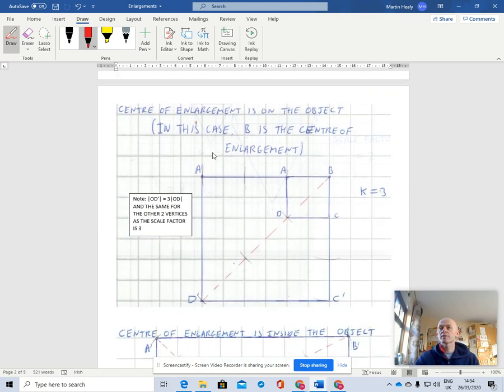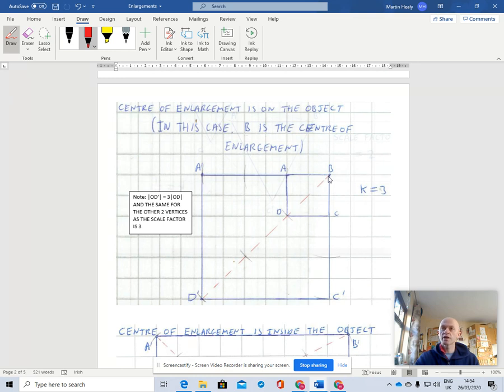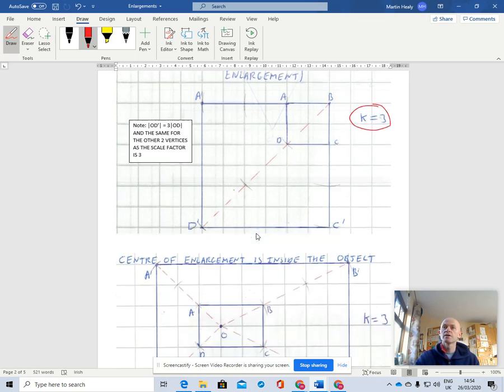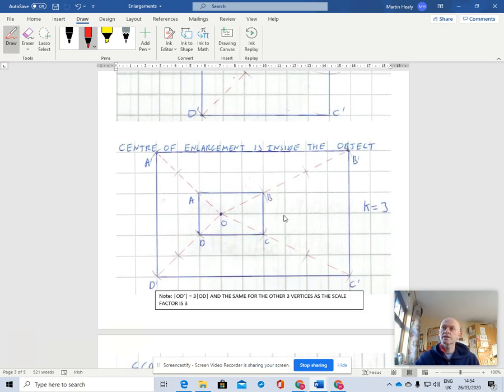And then here's another example where the center of enlargement is part of the shape, but you just do the same thing. You draw a line from your center of enlargement through every other vertex. And if you notice here, BD is that length, then BD dashed has to be 3 times that length if the scale factor is 3. And then inside the object here again, it's a scale factor of 3.